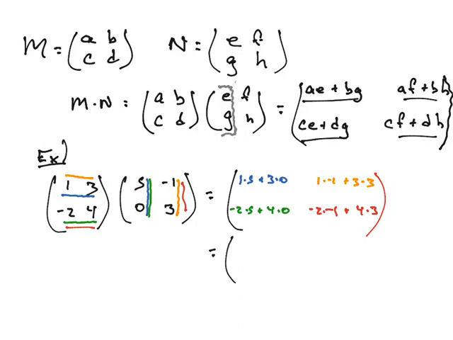Now we just clean up these numbers here. So the top left, the blue element, 1 times 5 is 5, plus 0 is 5. Bottom left element, negative 2 times 5 is negative 10, plus 0, that's negative 10. The yellow one, 1 times negative 1 is negative 1, plus 3 times 3 is 9, so 9 minus 1 is 8. And then in red, we have negative 2 times negative 1 is positive 2, plus 4 times 3 is 12, so 2 plus 12 is 14. And there we go. That's our answer.